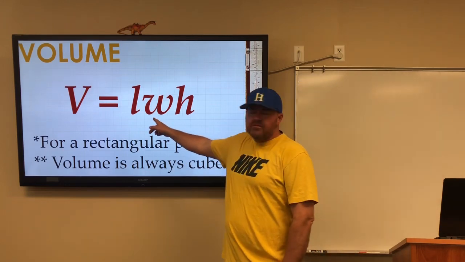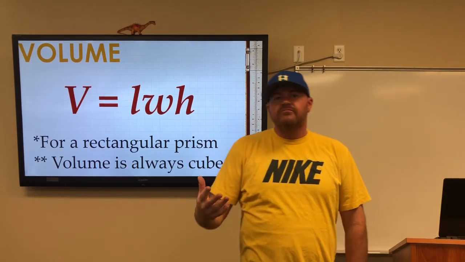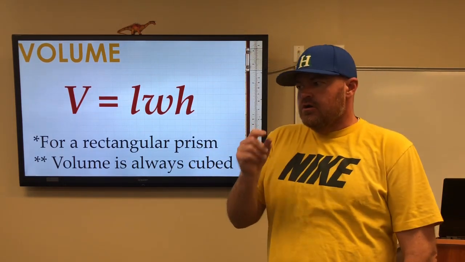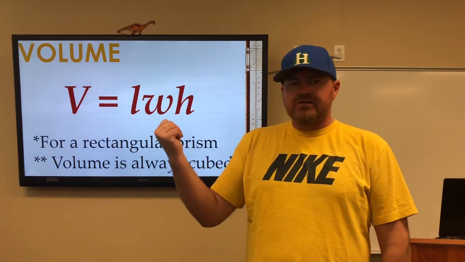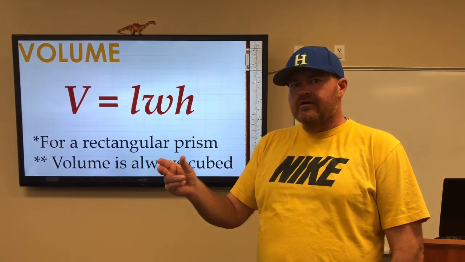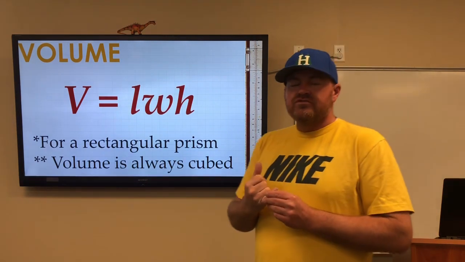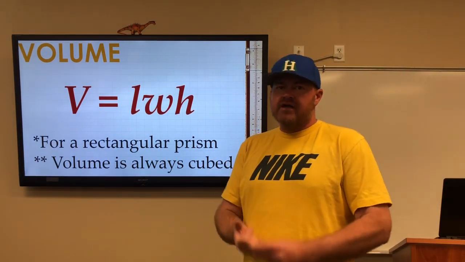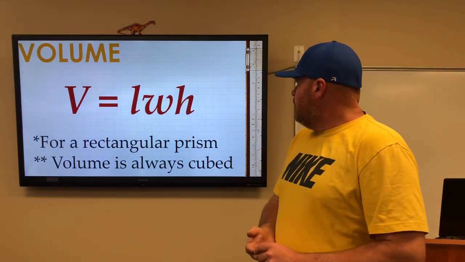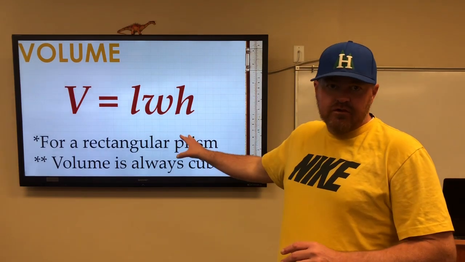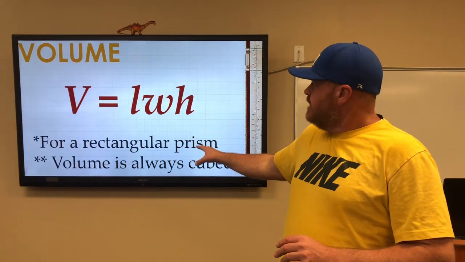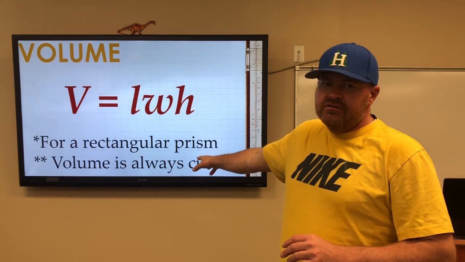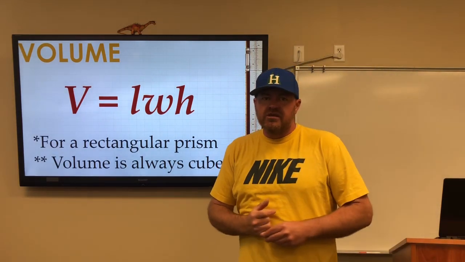And again, we just represent it by the variables. And you know when the variables are right next to each other like that, it means they are multiplying, right? So again, volume is equal to length times width times height. And again, that is just for a rectangular prism, okay? And the other thing you need to mention is that volume is always going to be cubed.